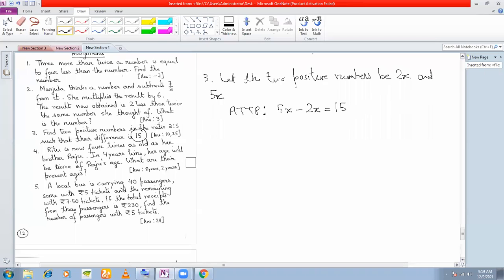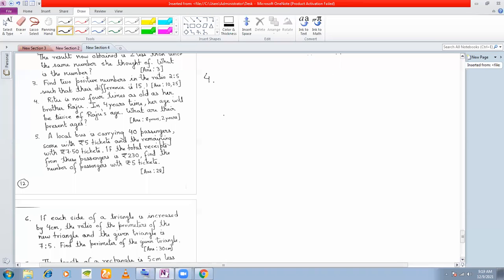Okay. Let's move on to the next question. This is an age problem here. Ritu is 4 times as old as her brother Raju. So the present age they are talking about. That means the present age of Ritu. Ritu is 4 times as old as her brother Raju. So I say, because Ritu is 4 times as old as her brother Raju, let Raju's present age be X.